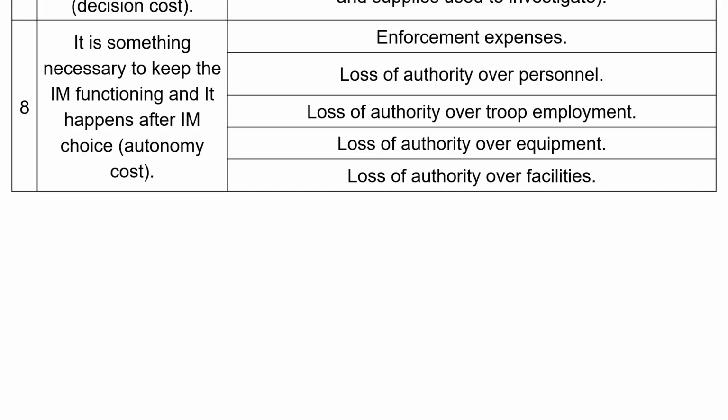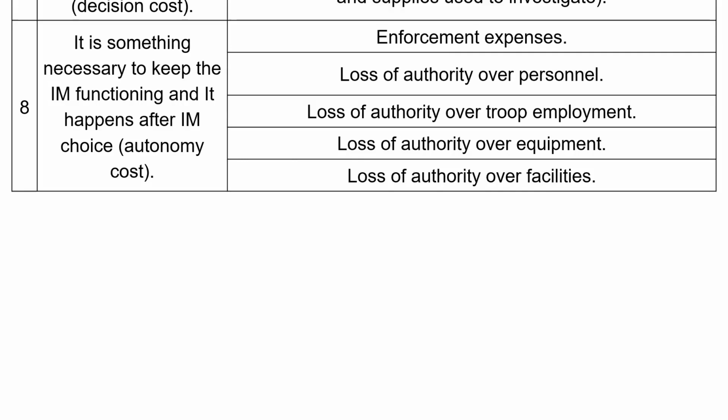If you lose authority over equipment, like this helicopter, this truck, this ship, this airplane, if I lose authority over when it is used, how and why it is used, if I no longer have authority, this is an autonomy cost. And the same reasoning applies to facilities.